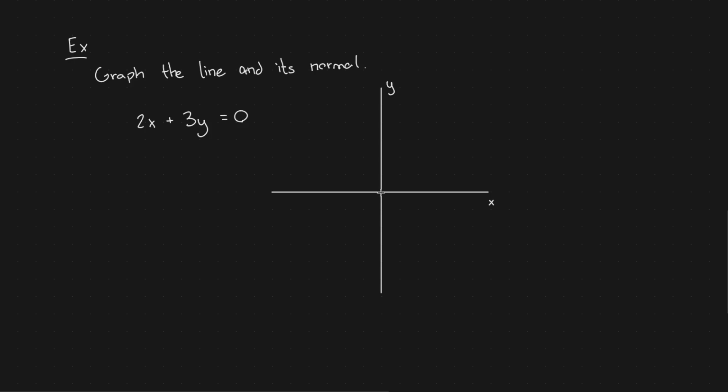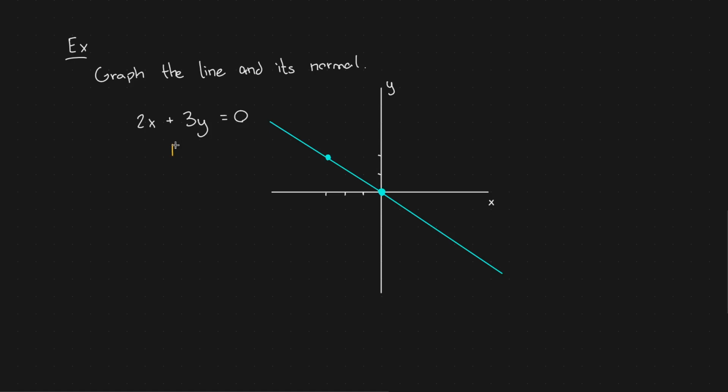So I do see that the origin is one solution here. Okay, 0, 0. Another solution to this equation, another point on the line, would be negative 3, 2. And so with those 2 points, we have the equation of a line right there. So that's the line. Now let's graph its normal.